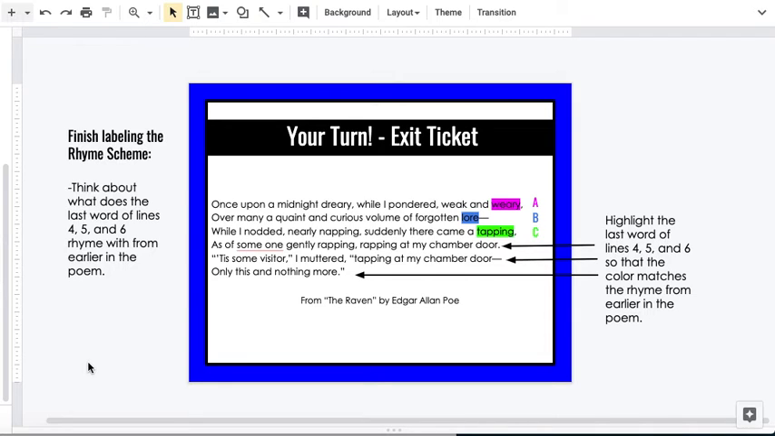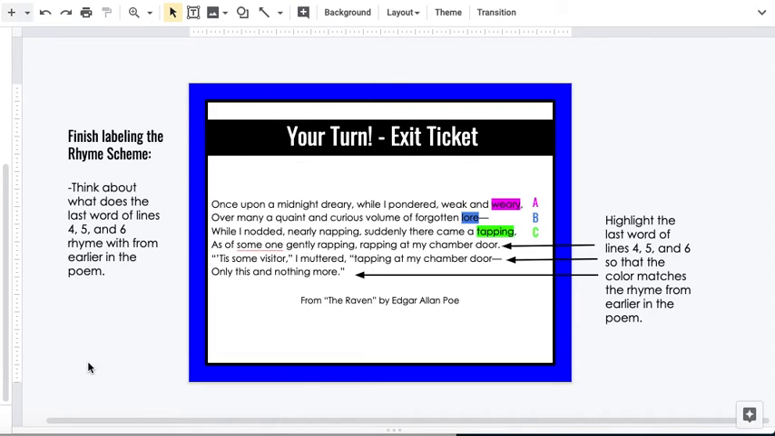Once upon a midnight dreary, while I pondered weak and weary, over many a quaint and curious volume of forgotten lore, while I nodded, nearly napping, suddenly there came a tapping, as of someone gently rapping, rapping at my chamber door. 'Tis some visitor, I muttered, tapping at my chamber door. Only this and nothing more.